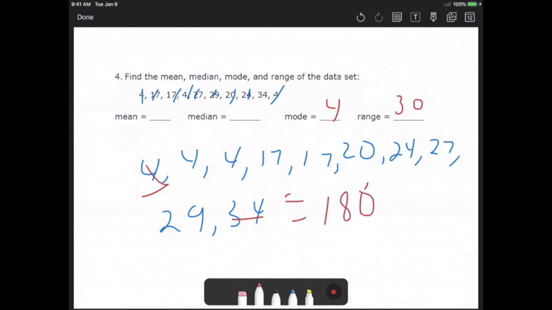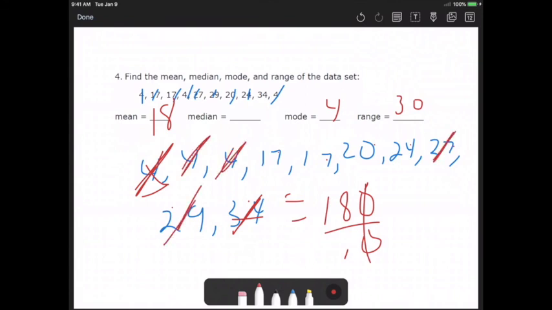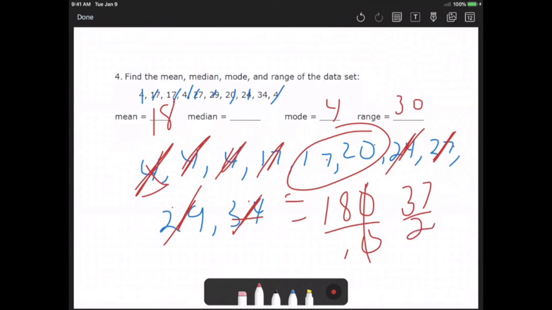And I'm going to divide it by, oh, I don't want to cross out yet. 1, 2, 3, 4, 5, 6, 7, 8, 9, 10. Divide by 10. Simplify, I get 18. And the median, now I could cross out. First, last, next, next, next. And I get 20 and 17. So you have to add and divide by 2, so it's 37. 37 divided by 2 is going to be 18.5. So it's 18.5.